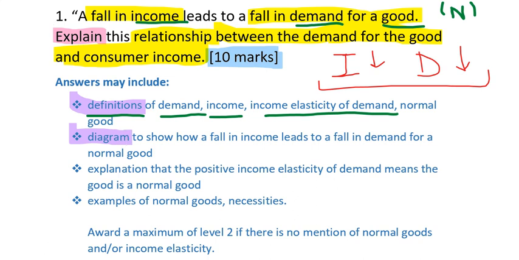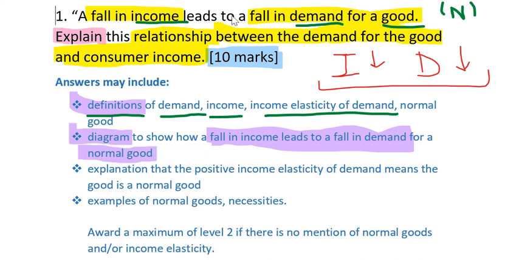So for diagrams, you can draw a diagram to show the fall in income, and how it leads to a fall in demand for a normal good. That is something which you should know, and that should be only for a normal good.